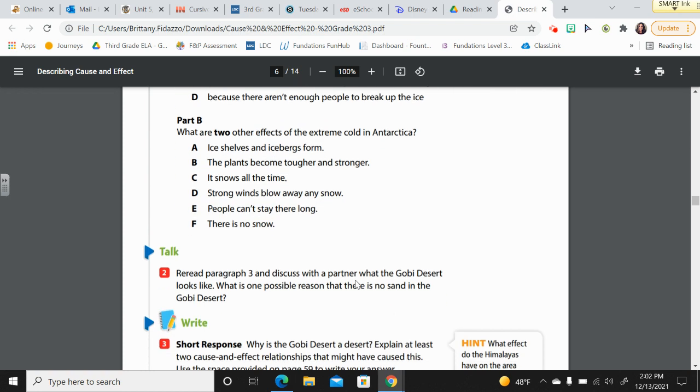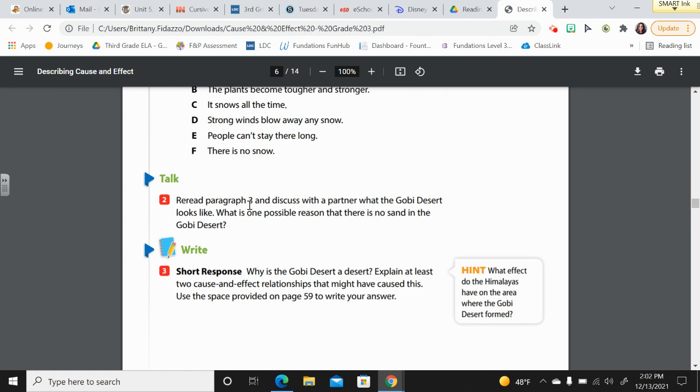All right, let's look and see what we can talk about here. Reread paragraph 3. That one's talking about the Gobi Desert, and discuss what the Gobi Desert looks like. What's one possible reason that there's no sand in the Gobi Desert? Well, if you remember in paragraph 3, it said in parentheses that heavy winds whip through the plains. That might be why there's no sand. It's too windy, it blows it all away. If you remember, though, it says the landscape is bare rock with very little plant life. Okay, and then in the winter, it could get super, super cold, and in the summer, it could get super, super warm.